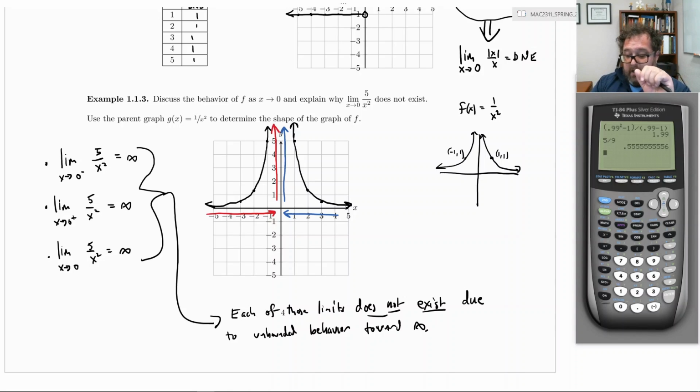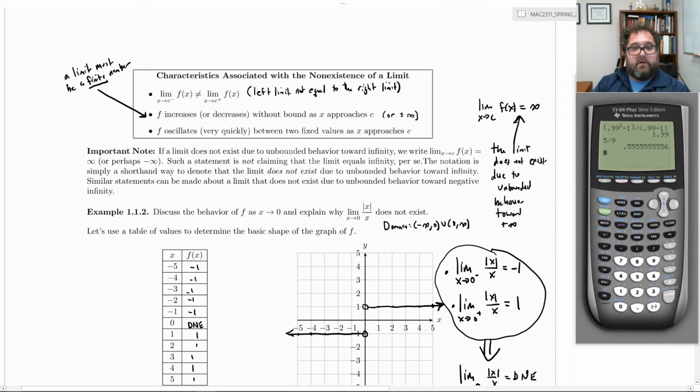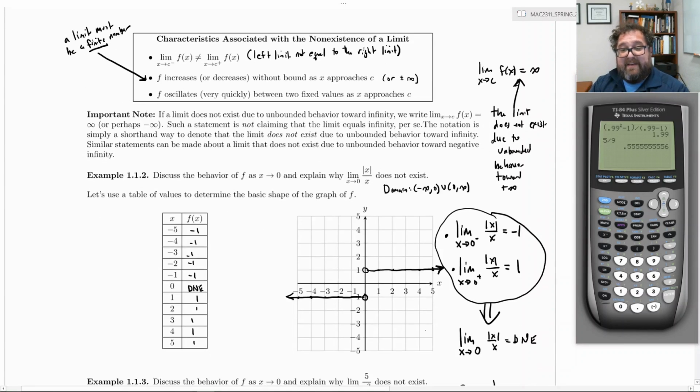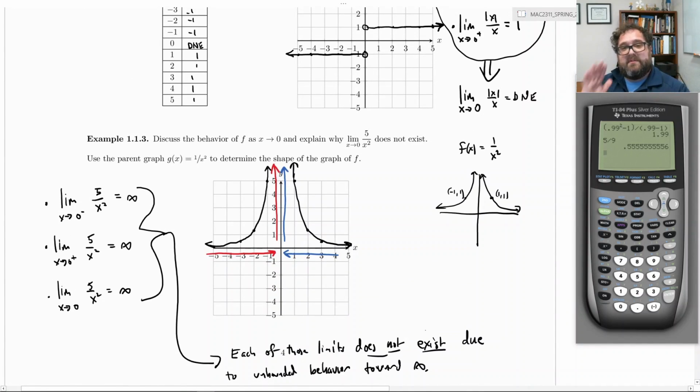Okay, because remember, going up to our bullet list here for characteristics associated with the non-existence of a limit, if x increases or decreases without bound, that means the limit does not exist specifically. Okay, because a limit must be a finite number. So in this case, when we say the limit equals infinity, what we're saying is that here is the reason why the limit in fact does not exist. But we do like this notation because it allows us to be more specific.